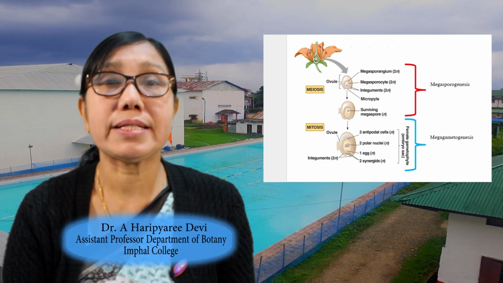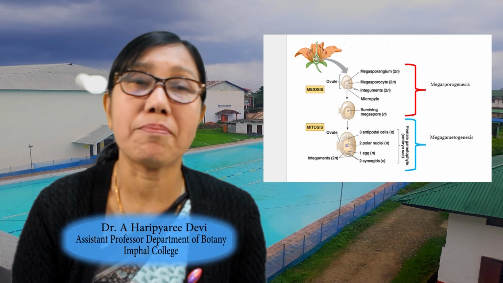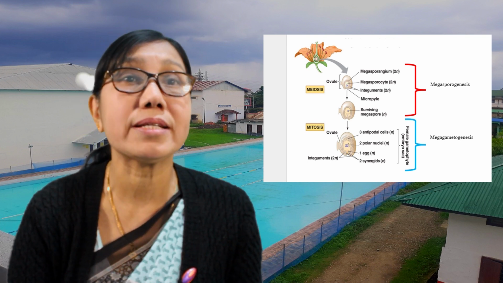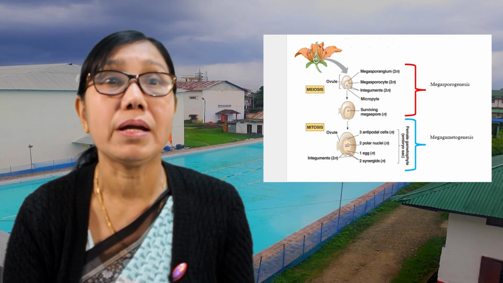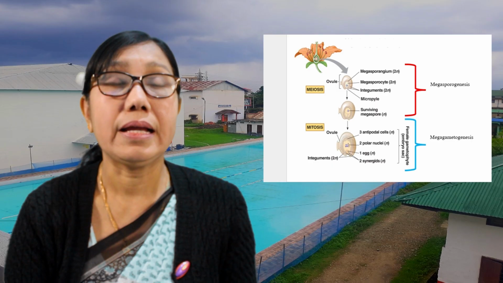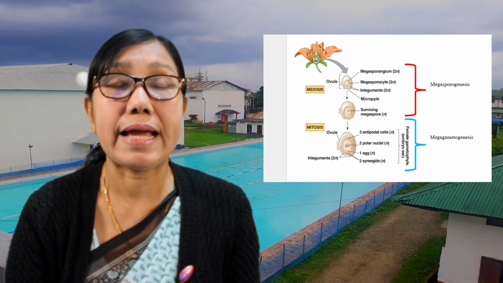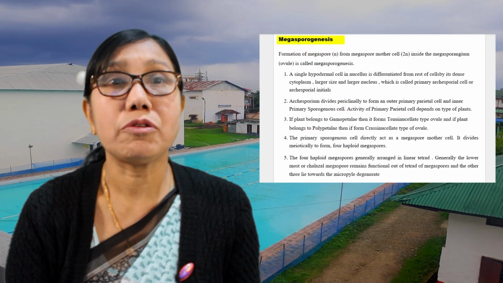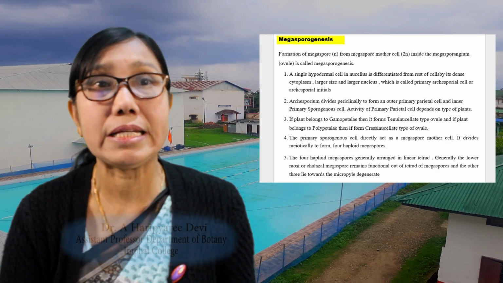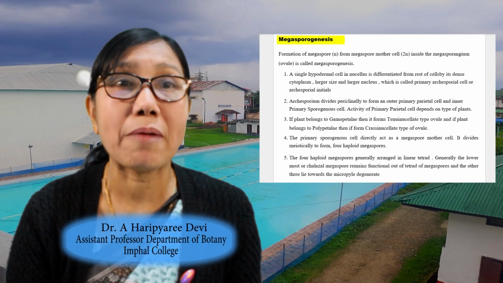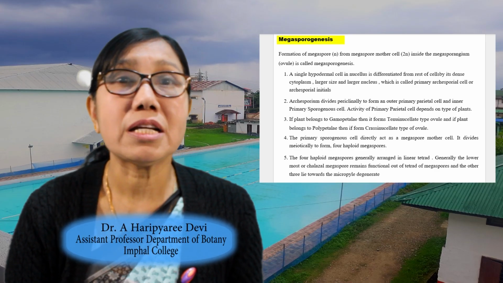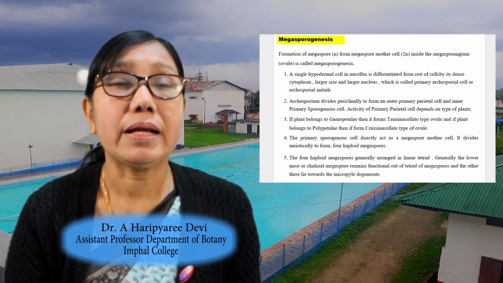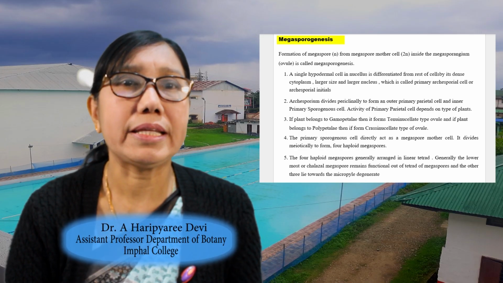Now, what is megasporogenesis? Megasporogenesis and megagametogenesis also follow. Megasporogenesis is the formation of the megaspore from the megasporangium, that is, from the megaspore mother cell. The megaspore mother cell is 2n, diploid, but during the formation of the megaspore, due to meiosis, the chromosome number is reduced to half and becomes haploid, n. After that, megagametogenesis will also take place.